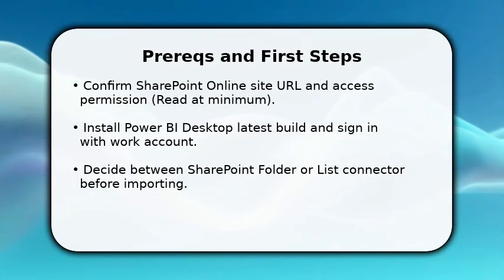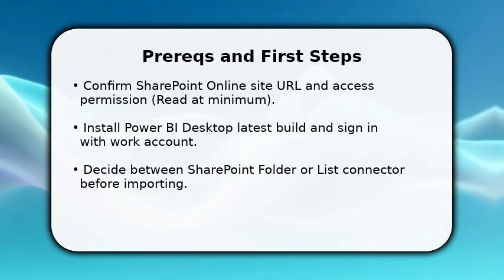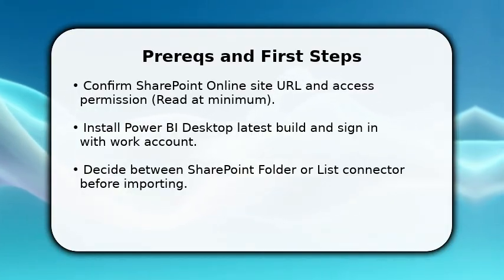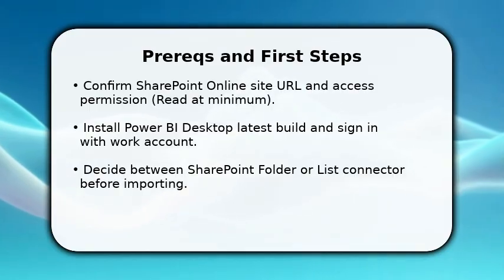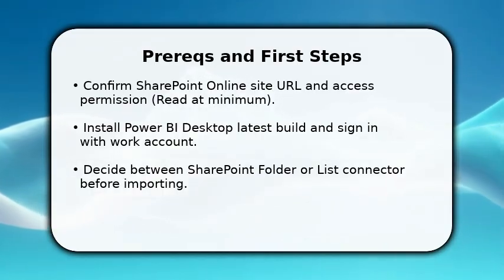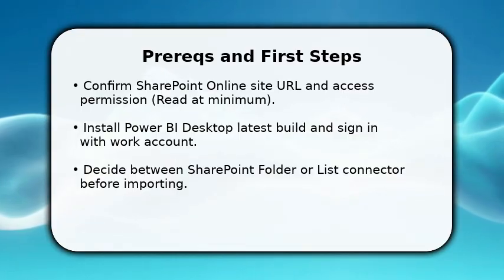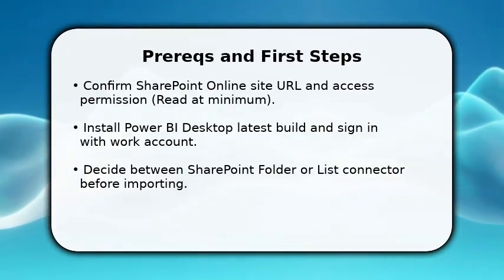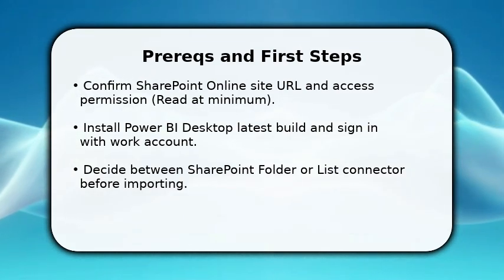You start by confirming access. Make sure you have a SharePoint Online URL and at least read permission. Once done, open Power BI Desktop and sign in with your organization account so authentication flows smoothly. Next, decide if you need a SharePoint folder feed for files or the SharePoint Online List connector for list content. That choice determines connectors and query steps. Finally, select Get Data and choose the corresponding SharePoint connector to begin pulling content into Power BI.